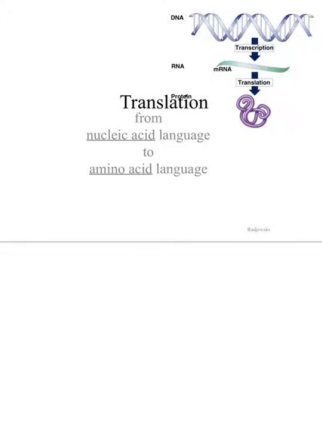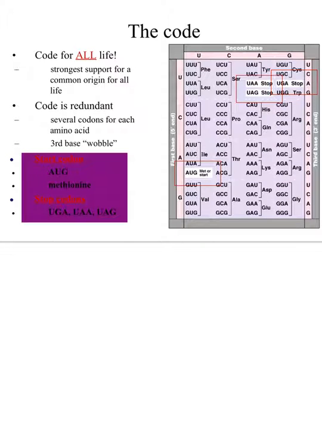So now we're going to do translation. Translation is taking the language of the nucleic acid, which was the RNA nucleic acid language, and turning it to amino acid language. So remember, in order to do that, we're going to use the genetic code. It is the code for all life, so all living organisms use this code to determine their amino acids to make their proteins. It is one of the common origins of all life.